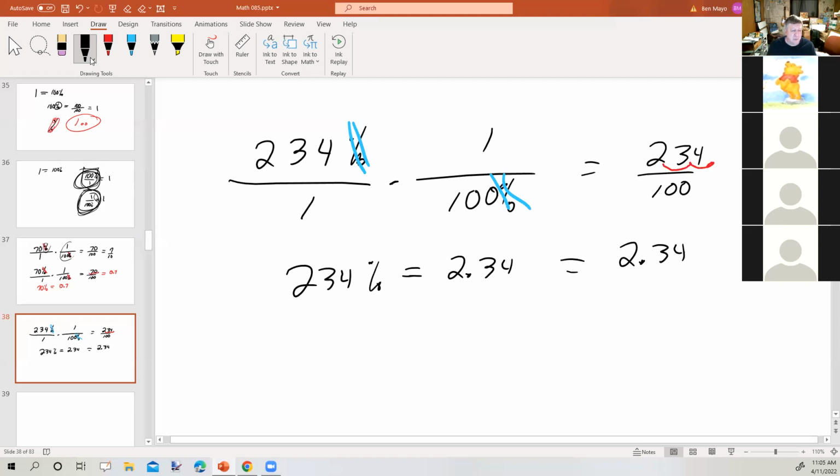Let's do a quick check. We said that 100% was 1. So 200% would be 2, and 300% would be 3. Well, this number is between 200 and 300%. So this number should be between 2 and 3. Is it? Yes, it is. You okay with that?